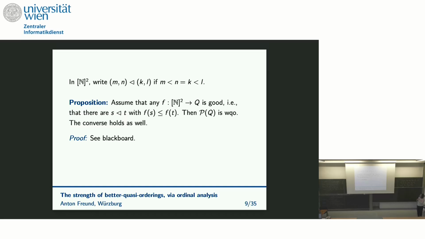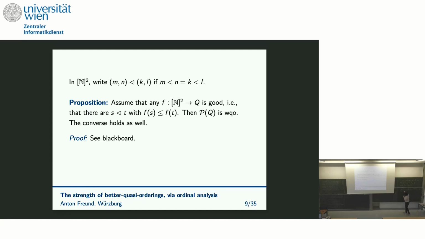So let's just do the same as before. We want to show that the power set of Q is a well-quasi-order. So let's again go by contraposition and assume that it's not a well-quasi-order, so that we have a bad sequence. And then we do exactly the same as before.